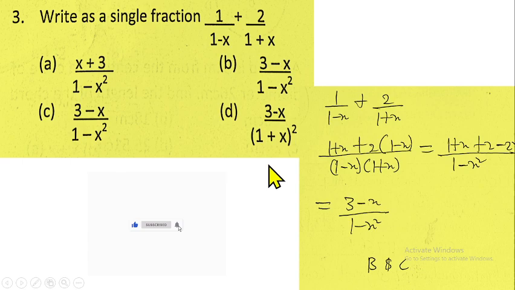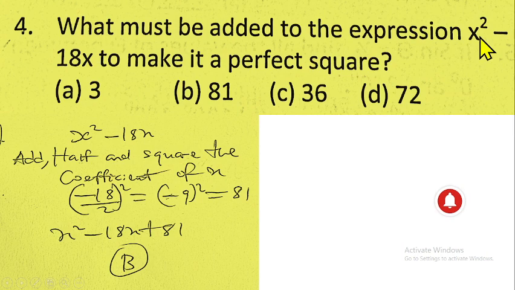Question number 4. What must be added to the expression x squared minus 18x to make it a perfect square? So this is a quadratic expression. You have x squared minus 18x. What must be added to it to make it a perfect square? So there are ways to go about this. If you are a further mathematics student, there's a way you can do this by using discriminant to find it. But since this is a general mathematics question, you can use the complete the square method.